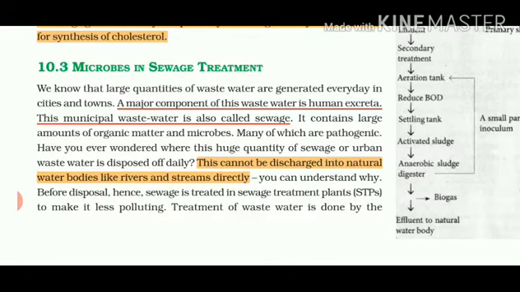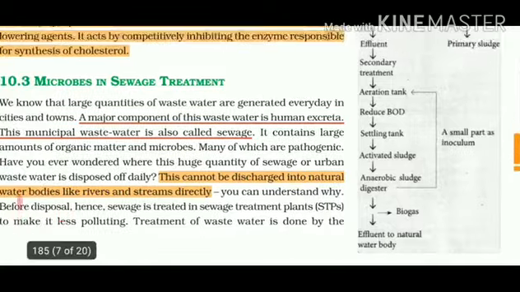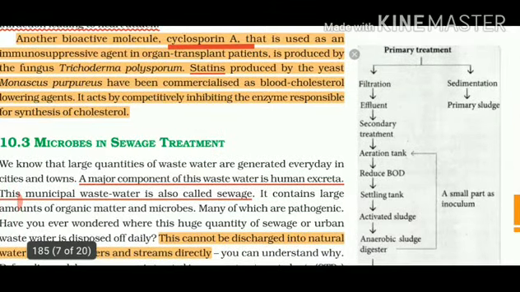Those areas which come under the municipal corporation have this sewage underground. Before disposing of, we need to clean it. This sewage treatment plant is also called STP, so that it is less polluting. Here you can see this chart can help a little bit. There are two kinds of sewage treatment. Number one, primary treatment, followed by secondary treatment.